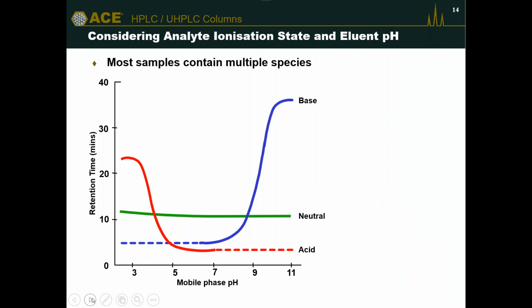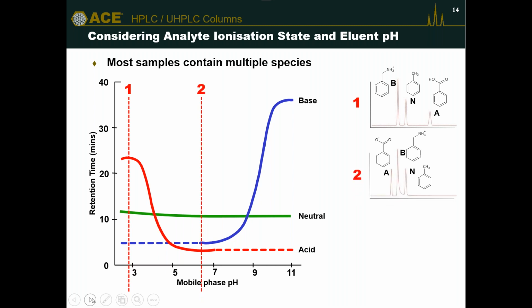So for example, here we have a mixture of 3 analytes with 3 different properties. Our red is our acid, our blue is our base, and the green is a neutral compound. If we just take different pHs, you can see the chromatograms popping up on the right of the slide. So at low pH, we have good retention of our acid. So that's the last eluting peak on the chromatogram. Our neutral is coming out in the middle, and our base is poorly retained, so it comes out early.